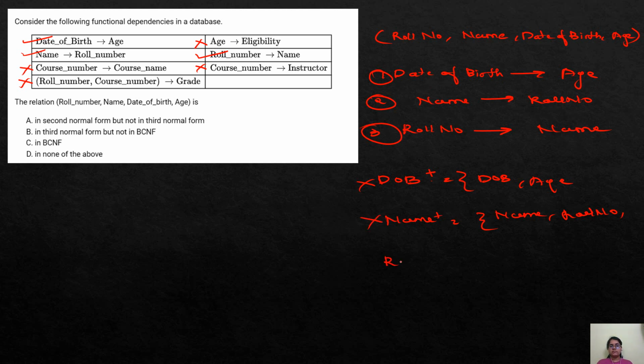Now let's check for roll number. Roll number is there, name we can derive, but can we derive date of birth and age from these dependencies? No, we can't derive. So that's why roll number is also not a candidate key. Now let's check the combinations, like roll number and name, roll number and date of birth, roll number and age. We should verify these combinations and check for the candidate key.